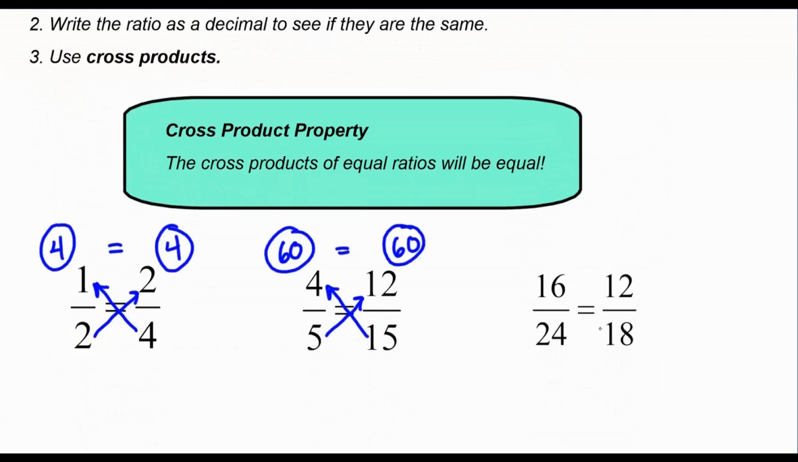And then lastly, if we check these, we know these two ratios are equal. 18 times 16 is 288, and 24 times 12 is also 288. These cross products are the same thing. They are equal. And that's the cross product property. Whenever you have two equal ratios, their cross products will be the exact same number.